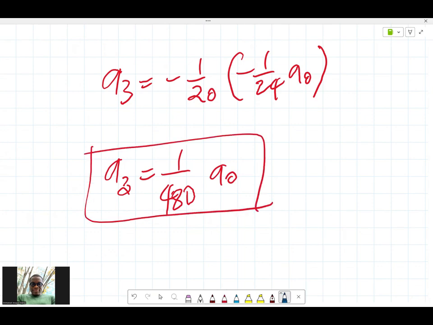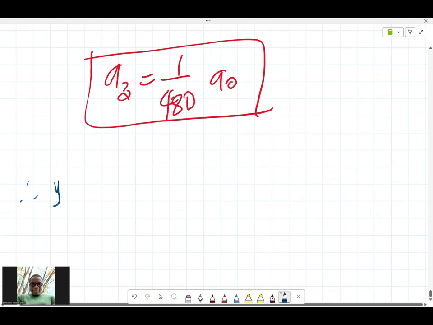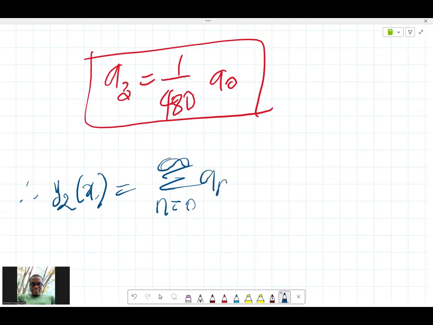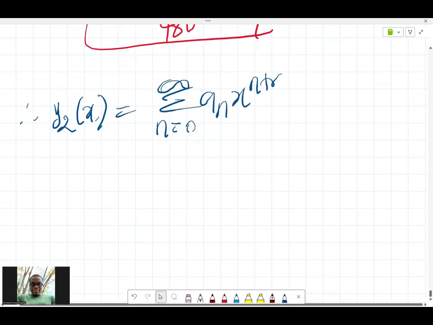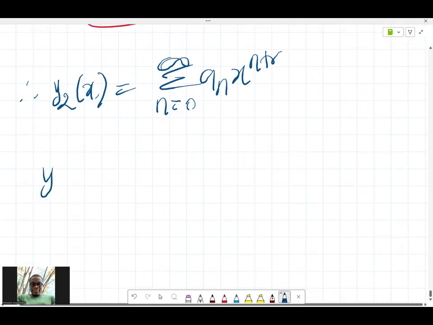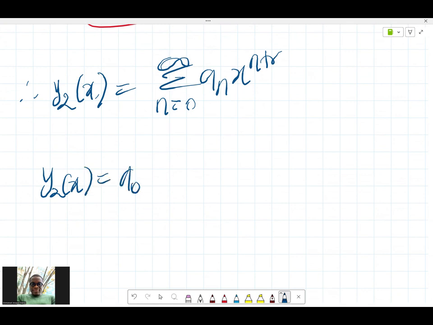All right. So now we are going to get the second y. Therefore, y2 of x, we can even go from the beginning. So the summation from n equals 0 to infinity of an x raised to power n plus r. And then we expand. So we have a naught and the rest. So y2 of x is equal to a naught x raised to power n plus 1, because r is 1 in this case, a naught x raised to power n plus 1 plus a2 x raised to power n plus 2. No, what are we doing here? Okay, let me go back.